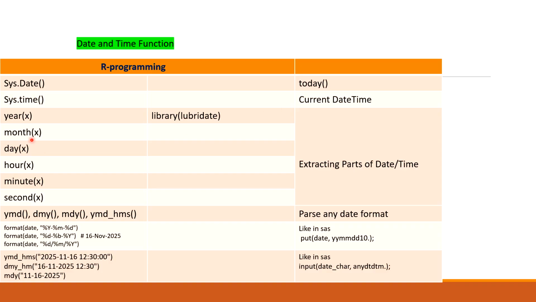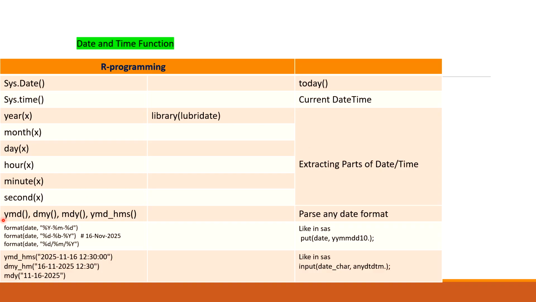If you want to extract part of the date, like day separate, month separate, you need to use functions similar to SAS programming: year, month, day. But here you need to install lubridate. To extract the parts of the date and time, first we need to install lubridate. The functions are the same, but you need to install lubridate.